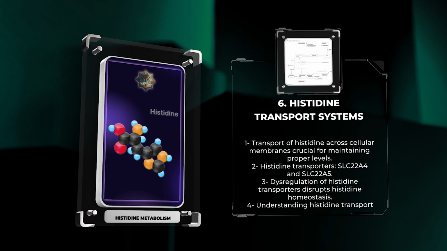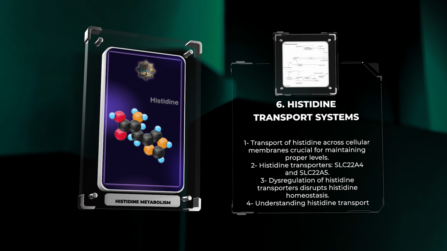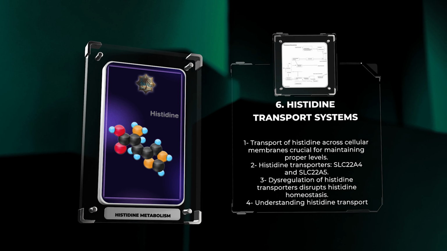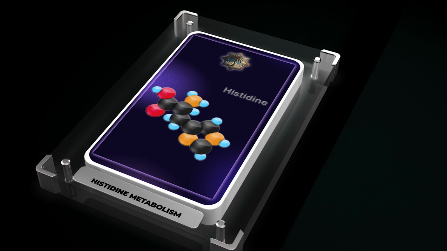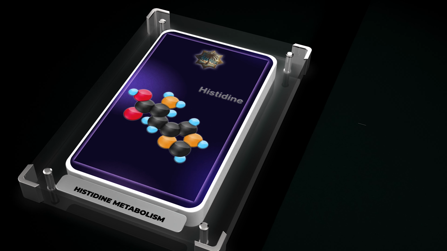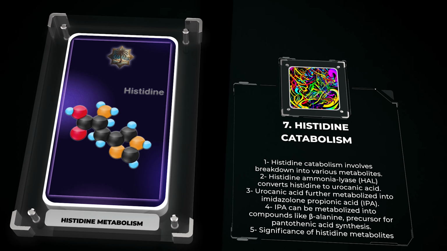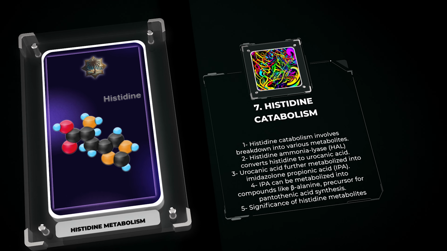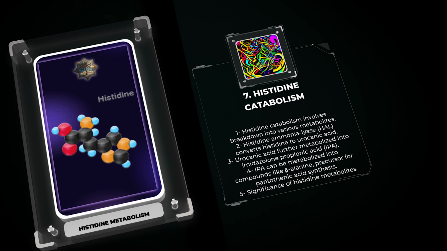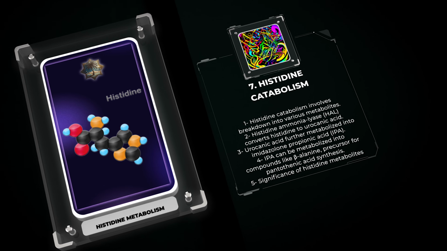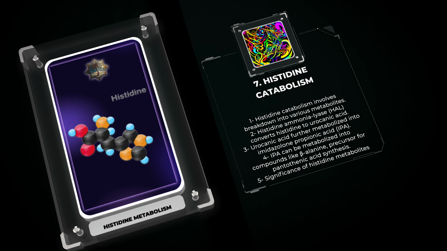In-depth knowledge of histidine transport systems contributes to understanding cellular uptake mechanisms and potential avenues for therapeutic interventions. Histidine catabolism involves the breakdown of histidine into various metabolites. The initial step of histidine catabolism is catalyzed by histidine ammonia lyase, HAL, which converts histidine to urocanic acid. Subsequently, urocanic acid undergoes further enzymatic reactions to form imidazole propionic acid, IPA.